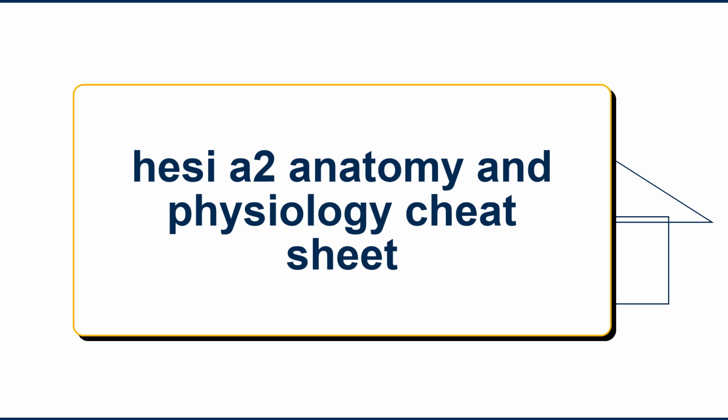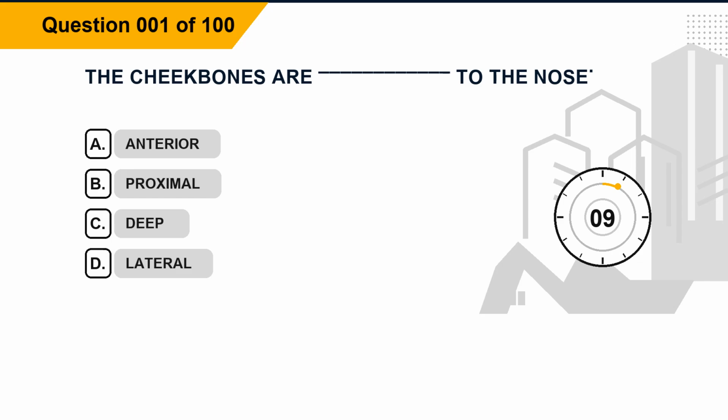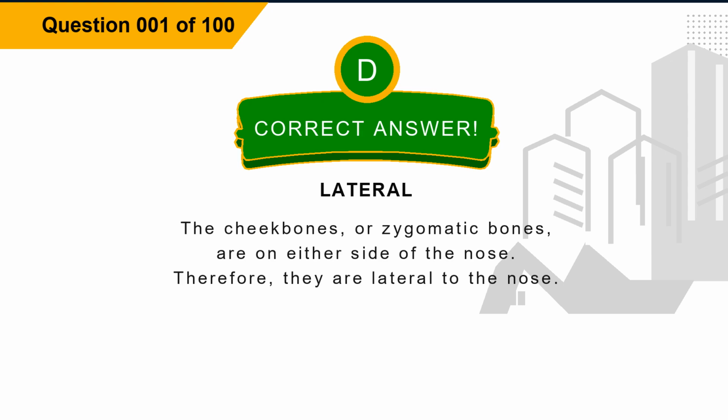HESI A2 Anatomy and Physiology Cheat Sheet. Question 1. The cheekbones are blank to the nose. Option A, anterior. Option B, proximal. Option C, deep. Option D, lateral. The correct answer is option D, lateral.